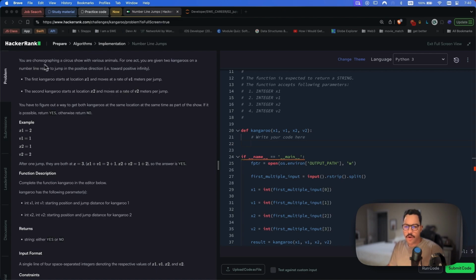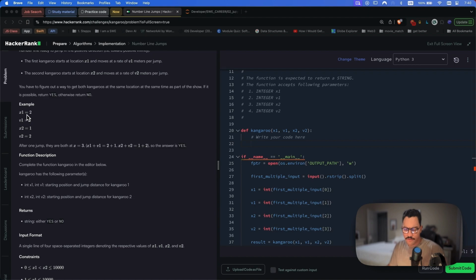The problem says you are choreographing a circus show with various animals. For one act, you're given 2 kangaroos on a number line ready to jump in the positive direction towards positive infinity. The first kangaroo starts at location x1 and moves at a rate of b1 meters per jump. The second kangaroo starts at location x2 and moves at a rate of b2 meters per jump. You have to figure out a way to get both kangaroos at the same location at the same time as part of the show. If it's possible, return yes, otherwise no. Interesting.